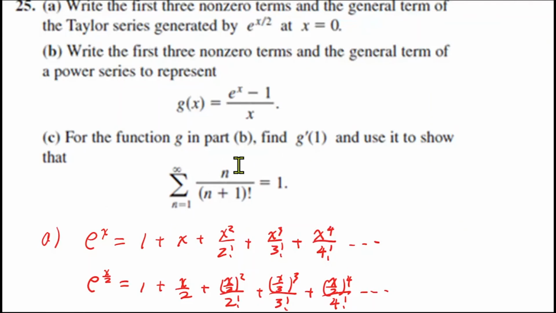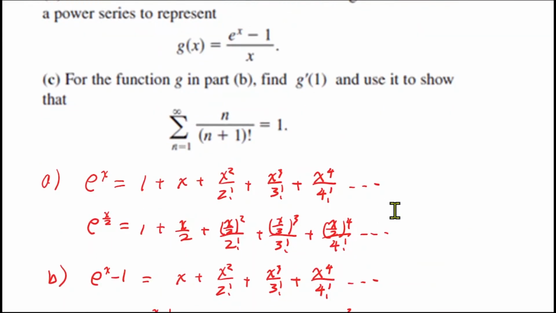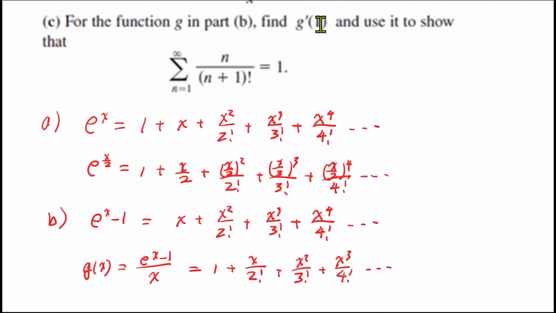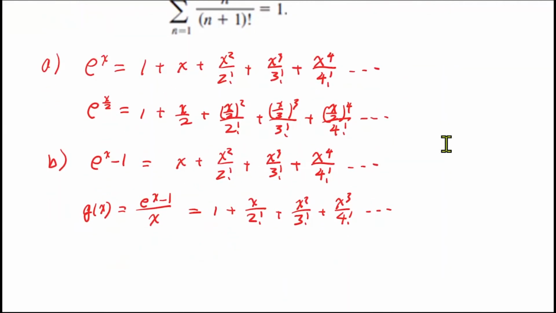C is the one that you want to know, right? Let's find the g prime of x, because we have g prime. So g prime of x, quotient rule. Do I have to do it? So denominator squared, u prime, e to the x times x minus e to the x minus 1, and that's it, right?